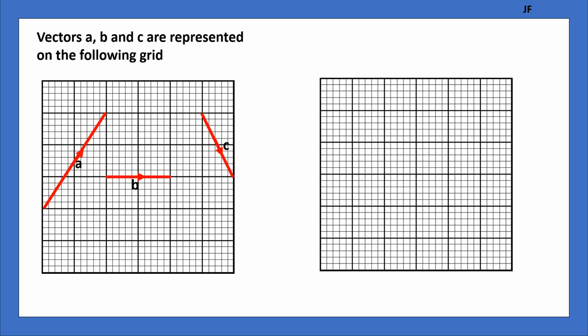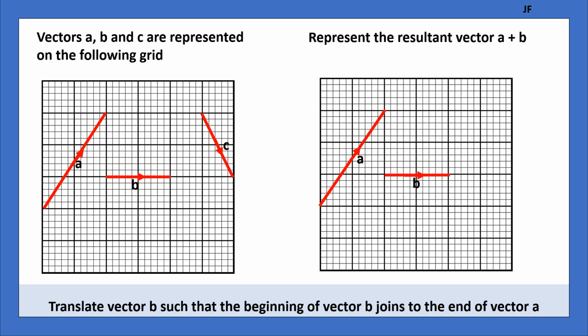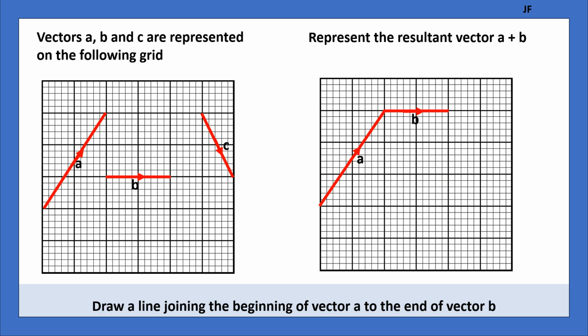Vectors A, B, and C are represented on the following grid. Represent the resultant vector A plus B. Translate vector B such that the beginning of vector B joins to the end of vector A. Draw a line joining the beginning of vector A to the end of vector B to get the resulting vector A plus B.